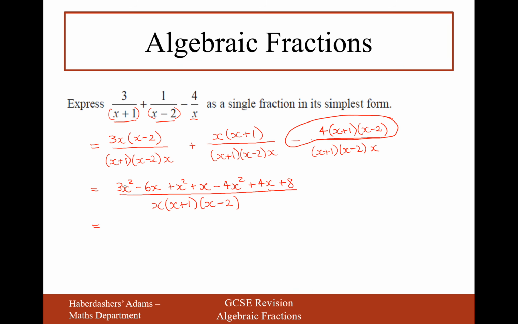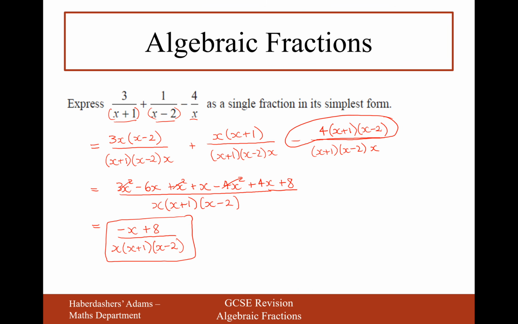Okay, so there we are. So now we'll simplify. 3x squared, x squared, and minus 4x squared, well, that will just cancel out. Minus 6x plus x plus 4x, so that'll make it minus x, and plus 8. And that will all be over x(x plus 1)(x minus 2). And there we are, that's the final answer for this question here.